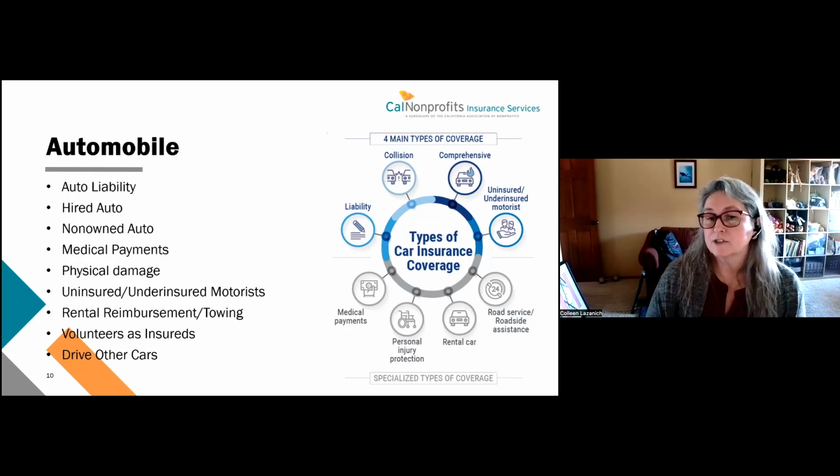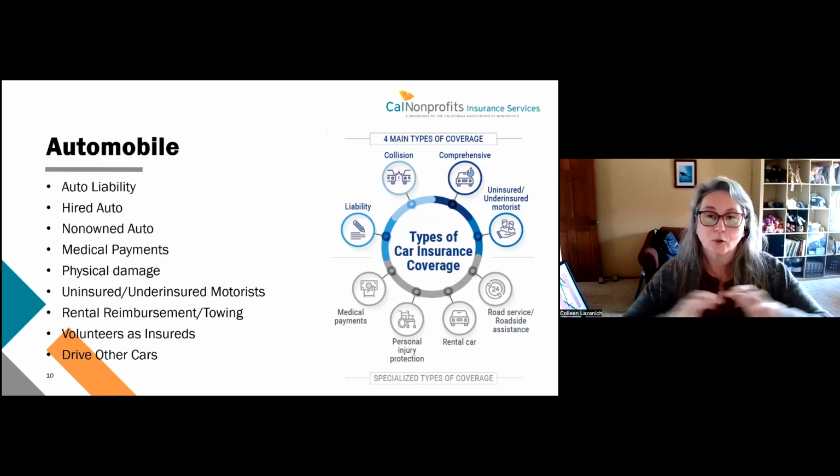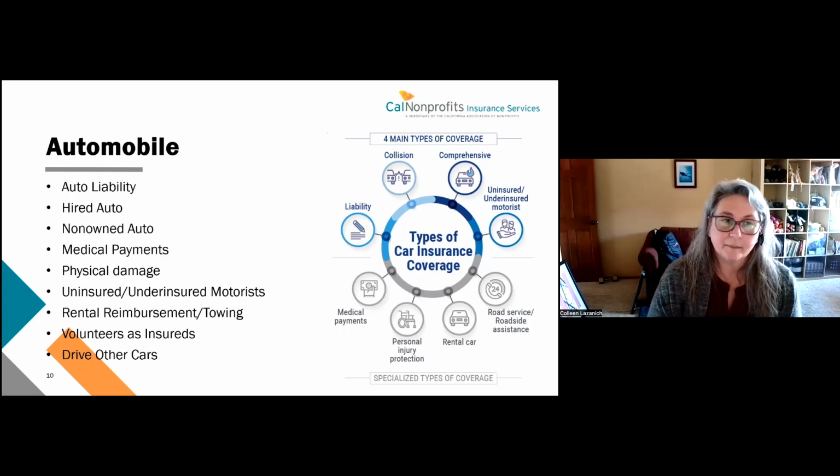Those endorsements do allow you to then add volunteers as insureds to your policy, so that when people are volunteering on your behalf and driving their own personal vehicle on your behalf, doing your business, your work, you can also be protected from an automobile liability claim should there be something serious happen.